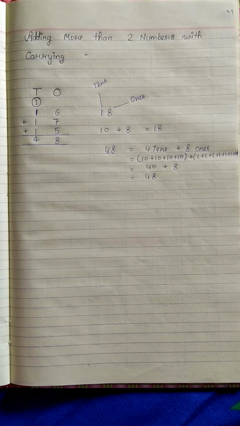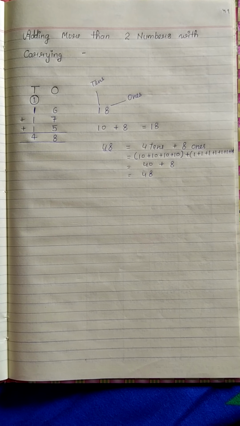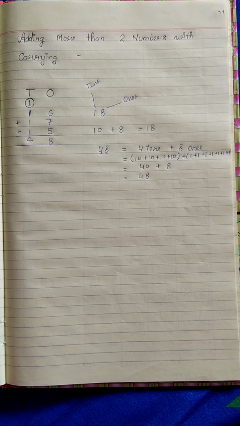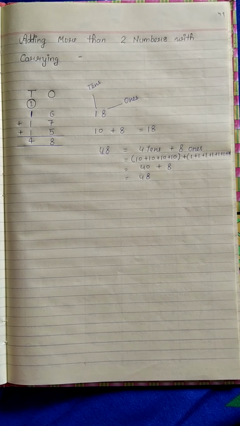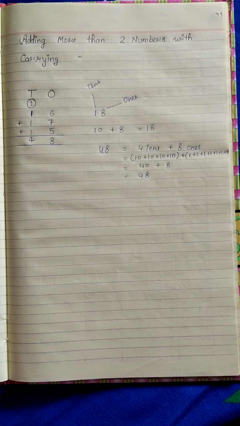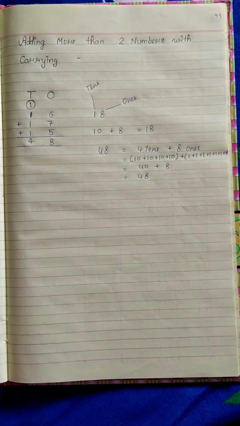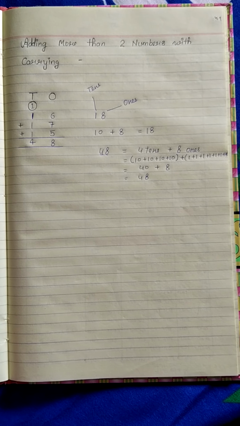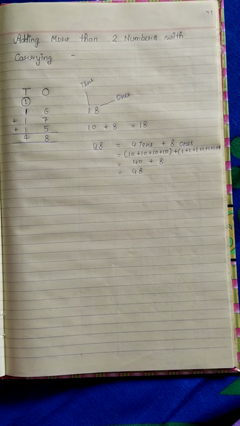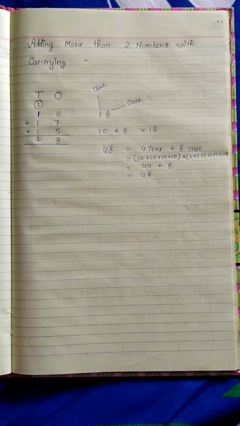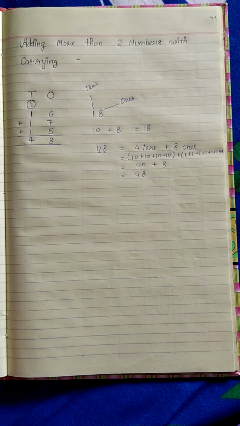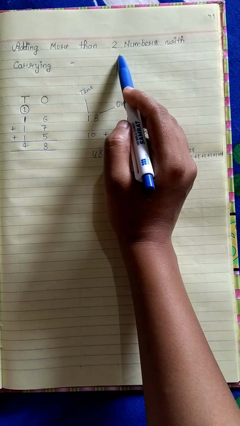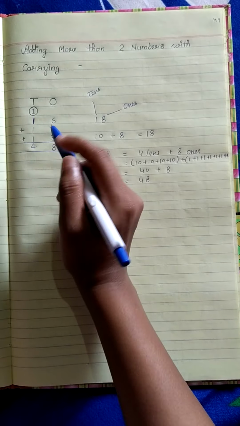In the previous video you have learned adding numbers using expanded notation. Now today we are going to study adding more than two numbers with carry. Adding more than two numbers. More than two means it can be 3, 4, or 5 also. So be ready, watch the video carefully and try to understand. Let's start. Adding more than two numbers with carry.